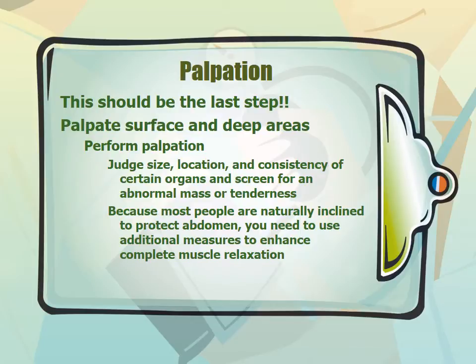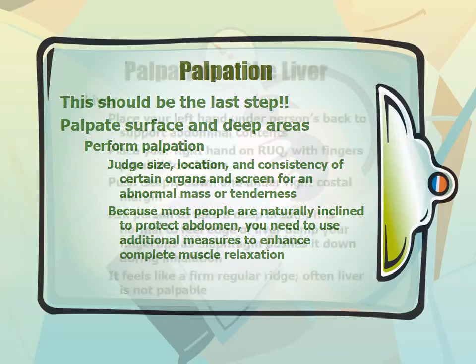Because most people are naturally inclined to protect their abdomen, you need to use additional measures to enhance complete muscle relaxation for these individuals. You may have the person bend their knees. You may keep your palpating hand low and parallel to the abdomen so that they can't see it the whole time. You want to talk quietly in a lower voice to them. You may even ask them to think about something else while you're palpating the abdomen, because it will truly help them.